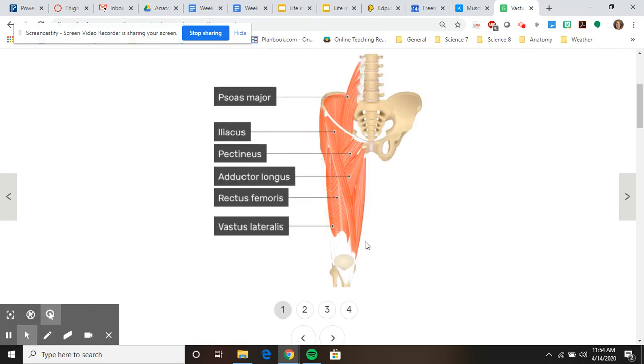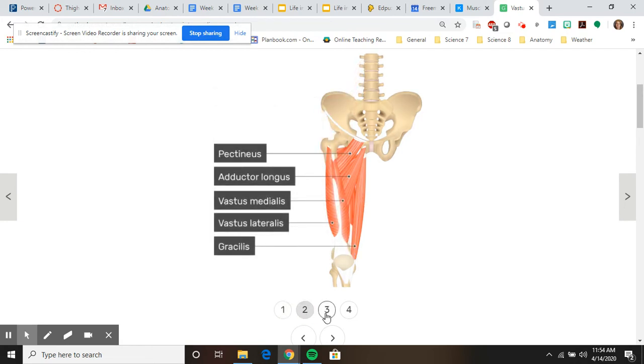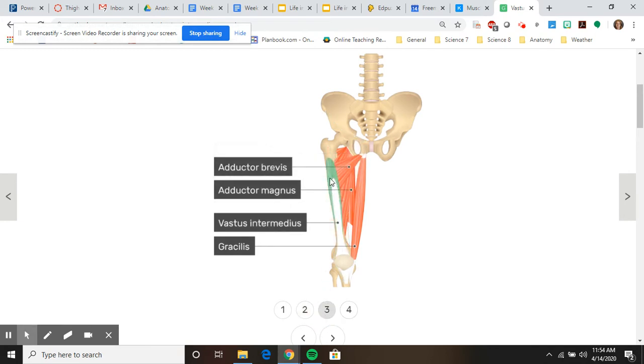The final quadricep muscle is the vastus intermedius. So this one you can't see with all these muscles on top of it. So as we dig deeper and take muscles away, here are the vastus lateralis, the vastus medialis, and then underneath that is the vastus intermedius. So it is right on top of the femur bone. This is the deepest of the muscles of the quadriceps, and so it runs right down the middle.